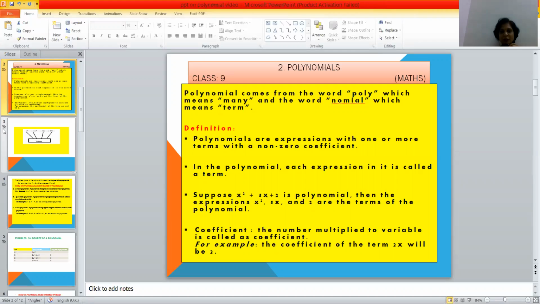Suppose x square plus 5x plus 2 is a polynomial. Then the expressions x square, 5x and 2 are the terms of the polynomial. Coefficient. The number multiplied to a variable is called a coefficient. For example, the coefficient of the term 2x will be 2.